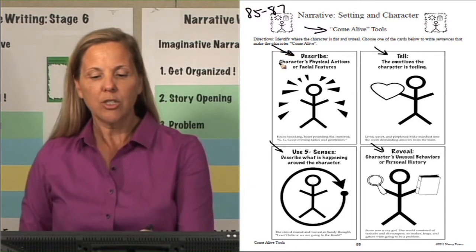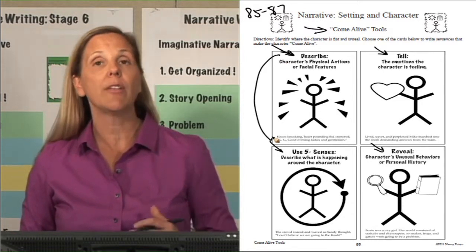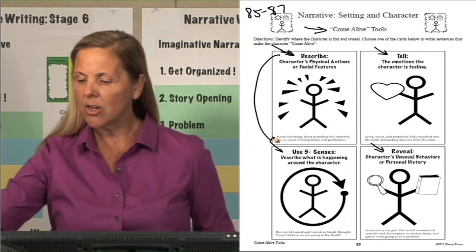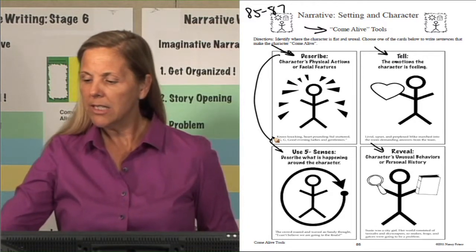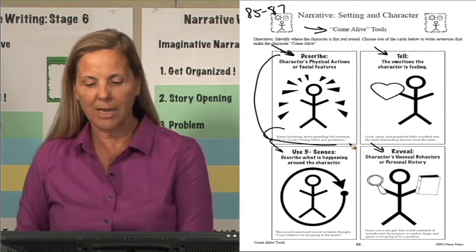First one is describe using their physical actions or facial features, and then have them say or think something. So in this case, we had knees knocking, heart pounding, Sid stuttered, "Good evening, ladies and gentlemen."